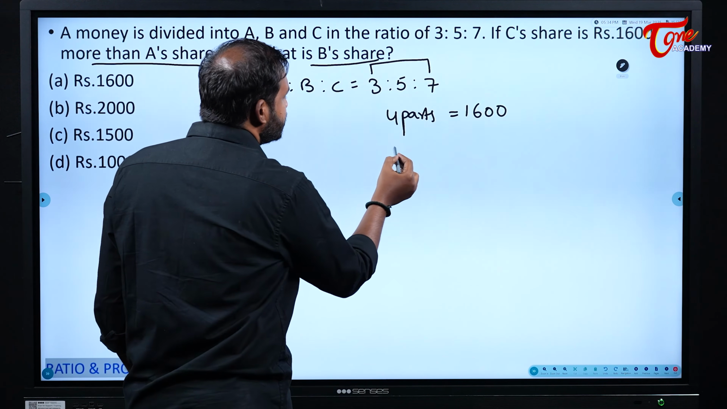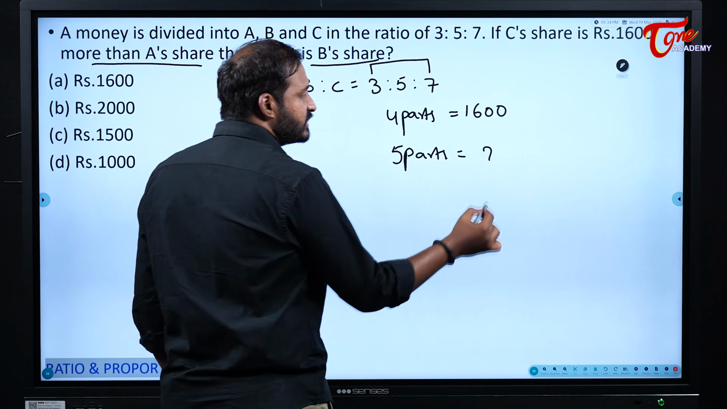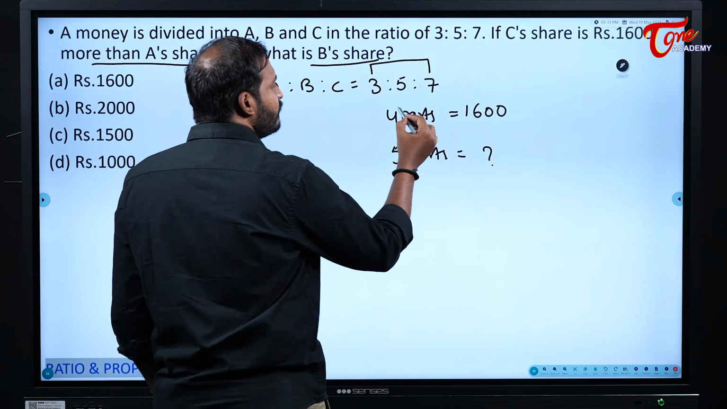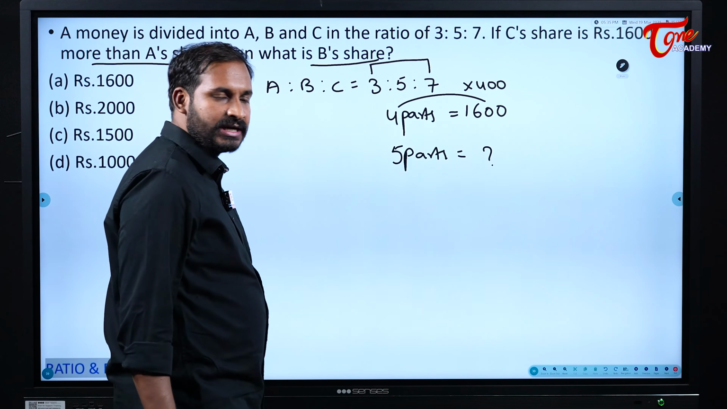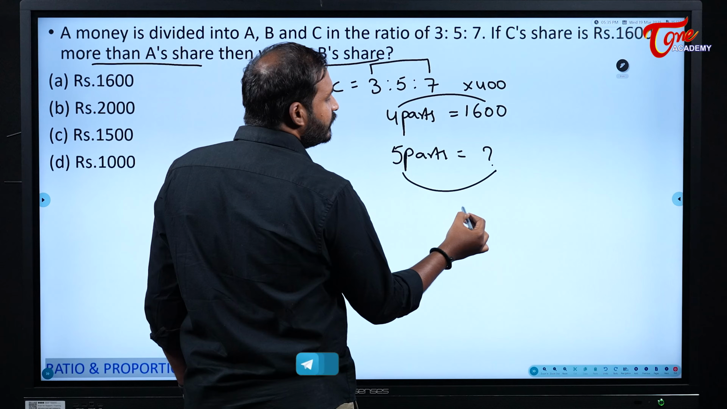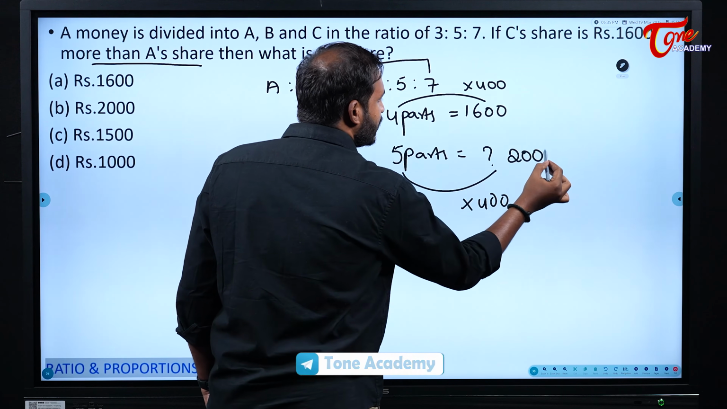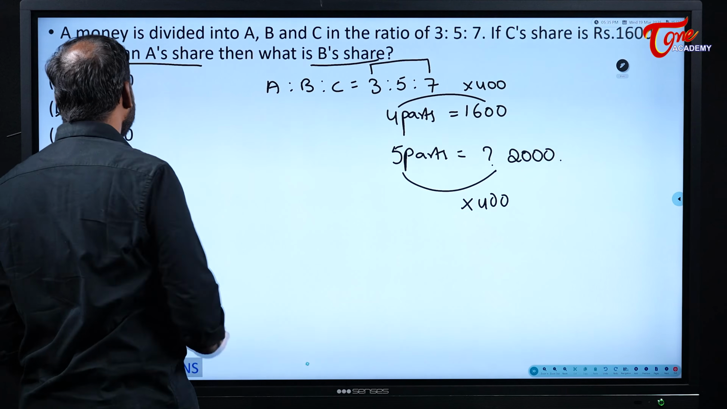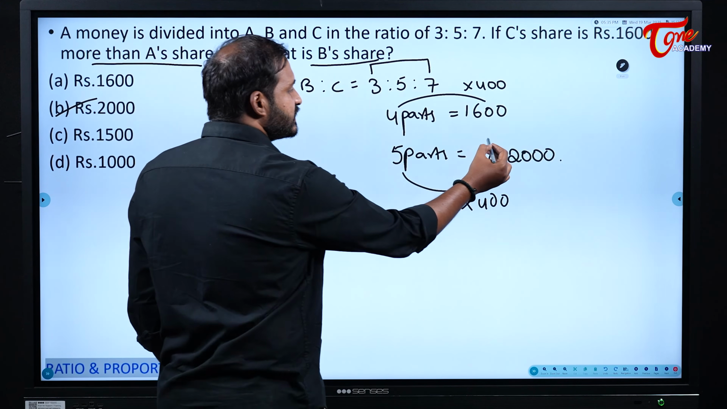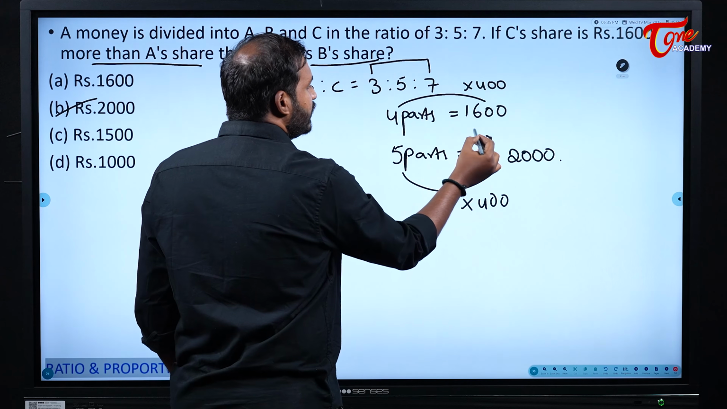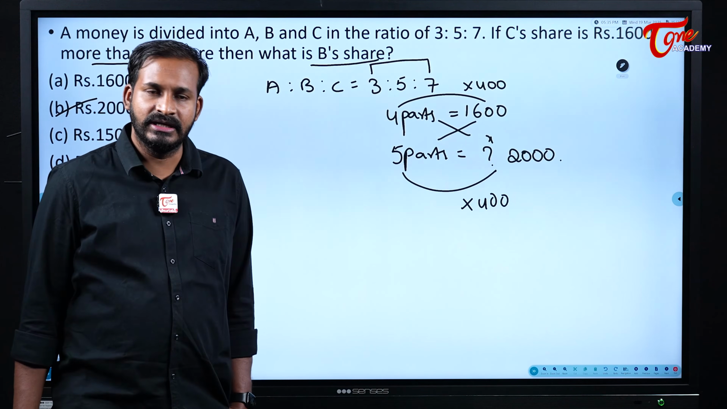B's share is how many parts here? 5 parts. So 5 parts will become what for me here? I don't know. Let us assume it as some x. If you are really good, please observe this one. 4 into 400 is what? 1600. Similarly, 5 into 400 becomes what for me here? 2000. So B's share is 2000. If you observe it, well and good. If not, take this as x and cross multiply it. Anyway, you will get the same answer, and find the value of x.